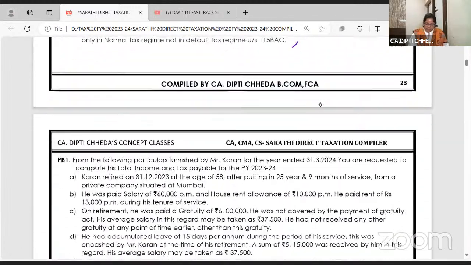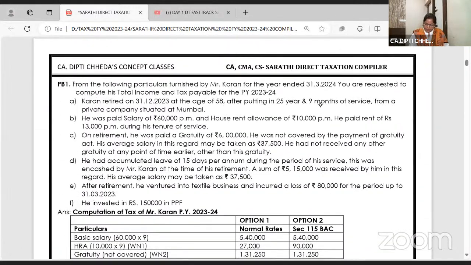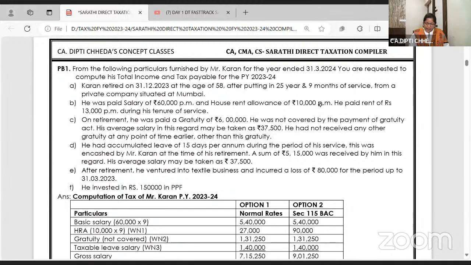This we have all done. Chalo, let us do this problem. From the following particulars, this is there in the compiler book.